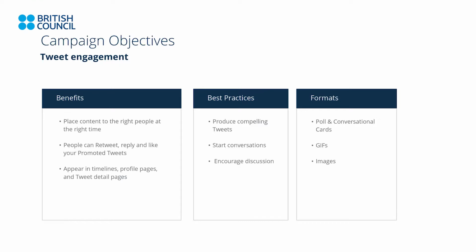You can produce compelling tweets, right? Ensure that the tweets you're producing are very compelling and will actually get people to engage with them. Start conversations. Just don't put an isolated tweet out there. Put a tweet or promote a tweet that can spark a conversation and get people talking and engaging. Encourage discussion. Put tweets out there with CTAs that tell people to, and you actually expect them to, converse and reply.